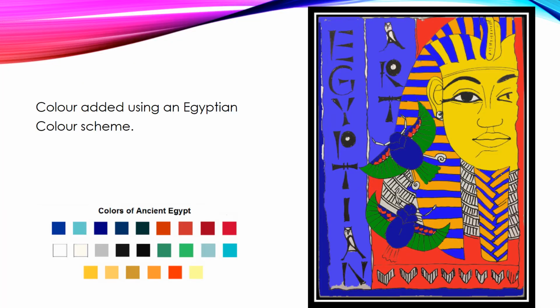So here we've got colour added to the title page using the Egyptian colour scheme, the golds for the face of the pharaoh with that beautiful blue, and some of the green and red colours used on the scarab beetles and into the writing.